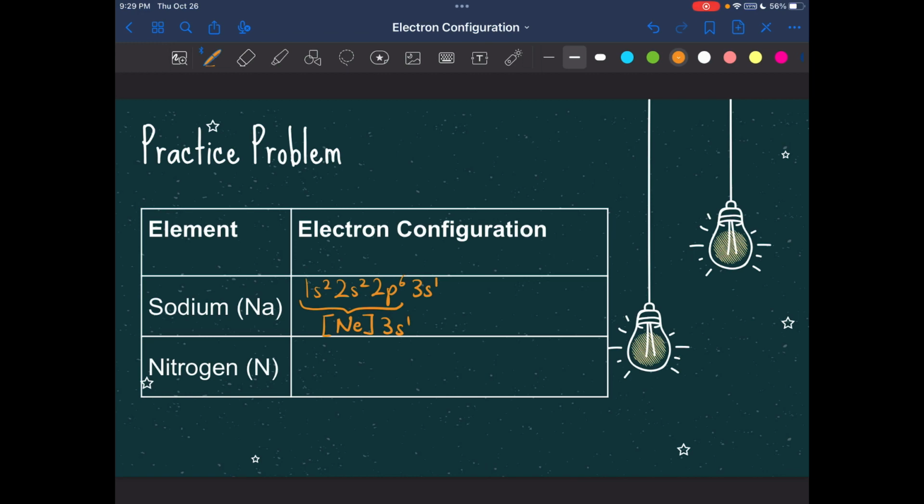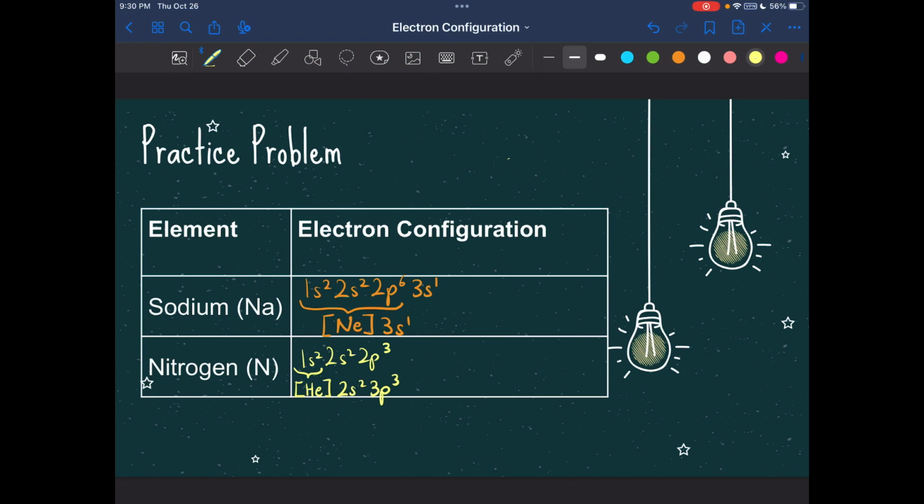Let's try nitrogen. Nitrogen we have right now, let's see, 1s2, 2s2, 2p6, actually 2p3, my bad. So we're going to go 1 row up to the right. It's only technically covering just 1s2, so it's not that helpful, but it's still worth it. Just like that.